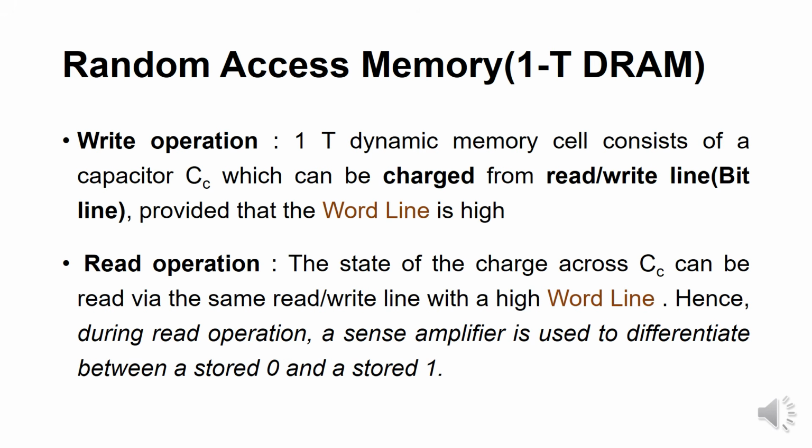Read operation: the state of charge across Cc can be read via the same read write line, that is the bit line, with a high word line. Hence, during read operation, a sense amplifier is used to differentiate between a stored 0 and a stored 1.